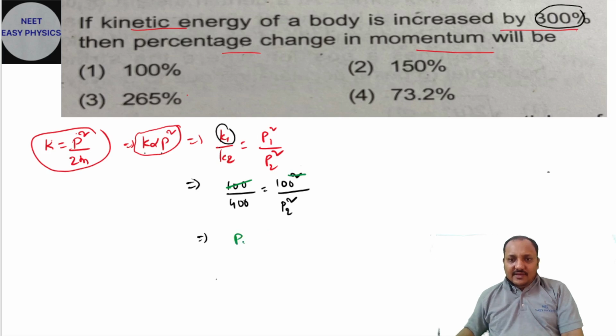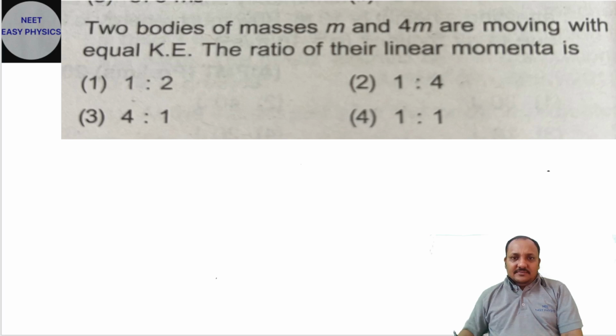so now P2 square is equal to 100 into 400. So from this, P2 is going to be 10 into 20. So 10 into 20, you got 200. So P1 value, how much have you taken? 100. P2 value, how much did you get? 200. Therefore, the increase in percentage is 100%.